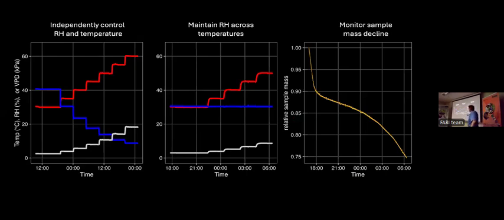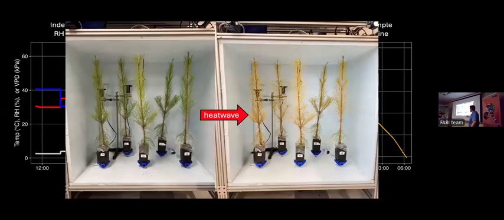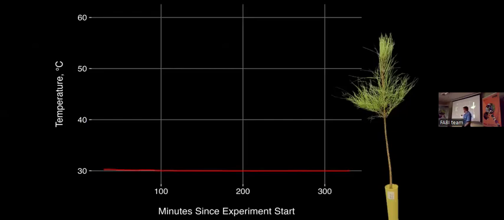So we put a bunch of pine trees back in this climate chamber system. I'm just showing you those same plots as before, and did a series of heat waves to see at what temperature we go from plants that look like this to plants that look like this. The control condition had no heat wave.